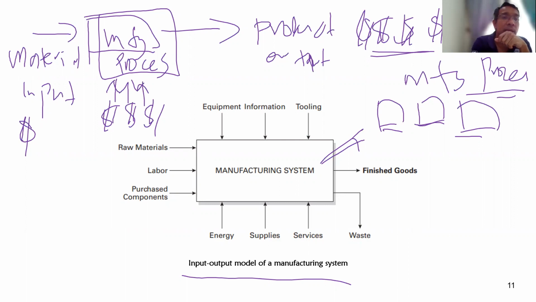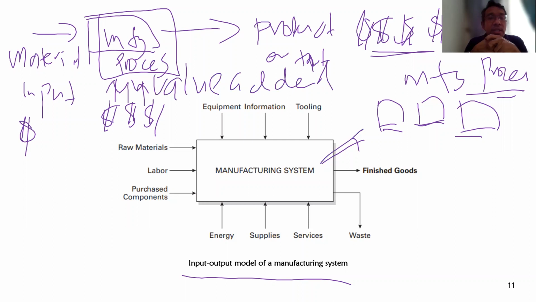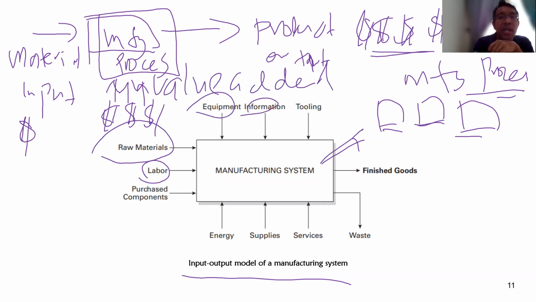So they do the value-added job to change the material. What job do they do, what process do they do? They have a raw material here, and there is value added. They have labor, equipment, information, tooling, energy, supply, and service. All of this adds value to the process. They do this to change the raw material coming in.